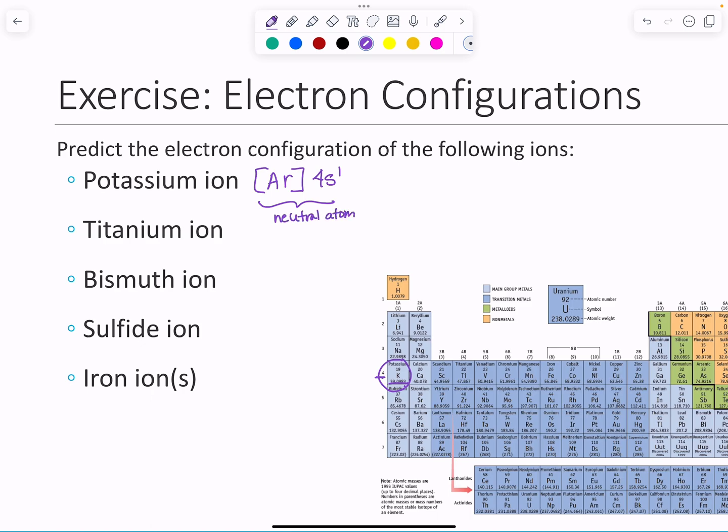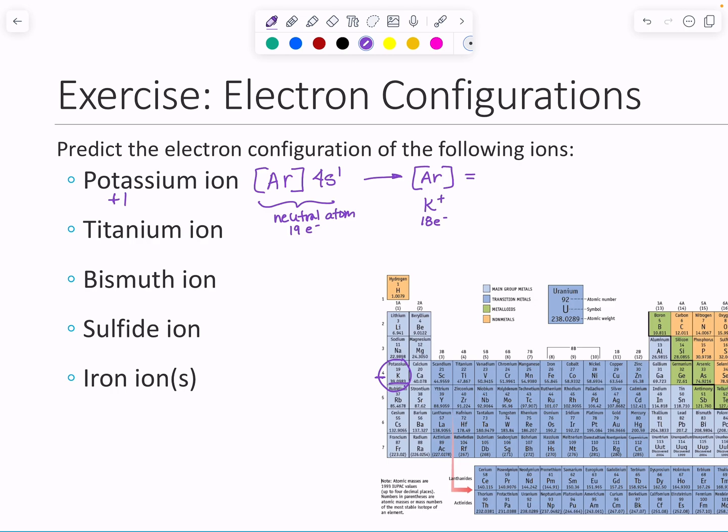Okay. So to make an ion, okay, it's in group 1, and we know it forms a +1 ion. Okay. And so we would take this electron here away, and that would just leave us with the argon configuration. All right. And so let's think about how many electrons that would be. So we have 19 electrons in the neutral atom. In the potassium ion, we would have 18 electrons.